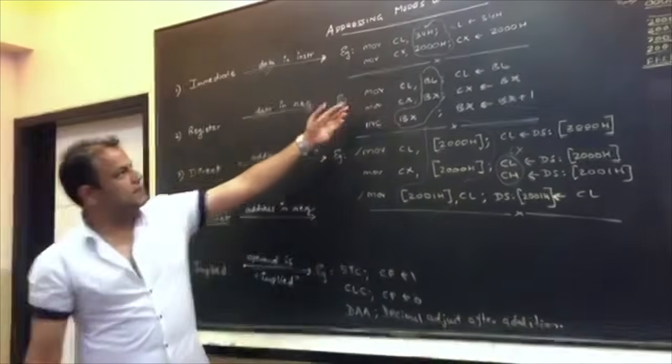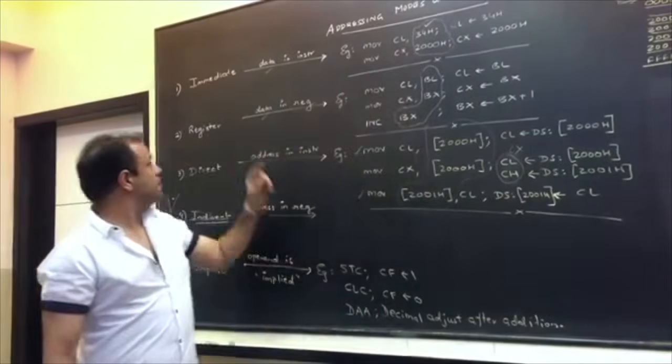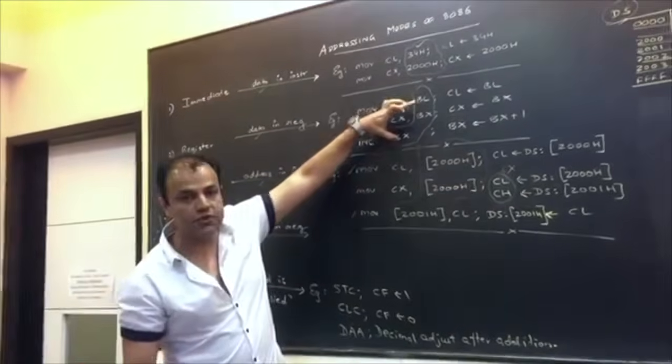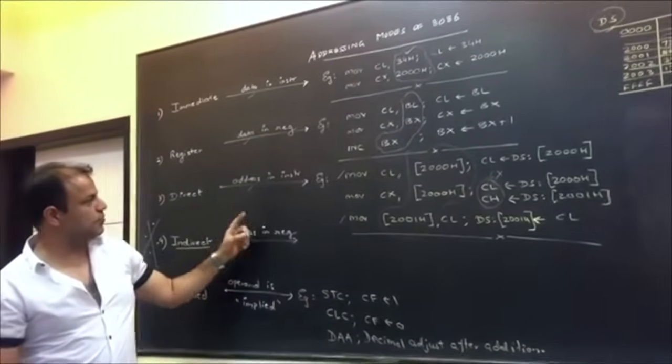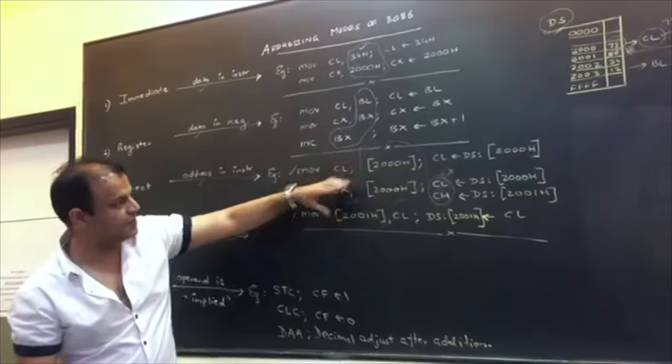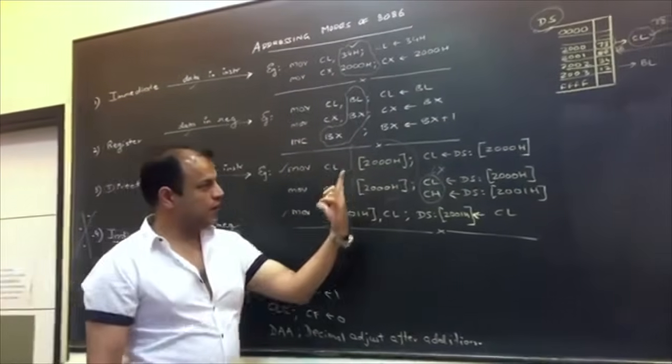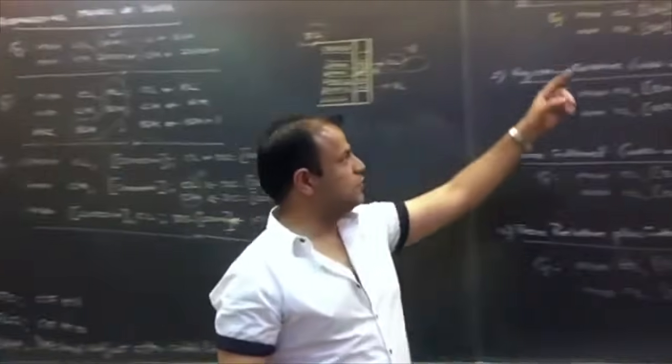Immediate addressing mode, data is in the instruction. As you can see, data given in the instruction. Register addressing mode, the same data but given using a register. Direct addressing mode, instead of the data, we are giving the address in the instruction. Indirect addressing mode, instead of giving the address in the instruction, we are giving it using a register.